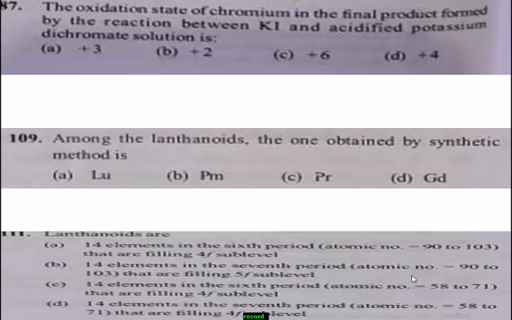Read the question carefully and observe the given options also. The oxidation state of chromium in the final product formed by the reaction between KI, means potassium iodide, and acidified potassium dichromate solution is: option A +3, option B +2, option C +6 and option D +4.